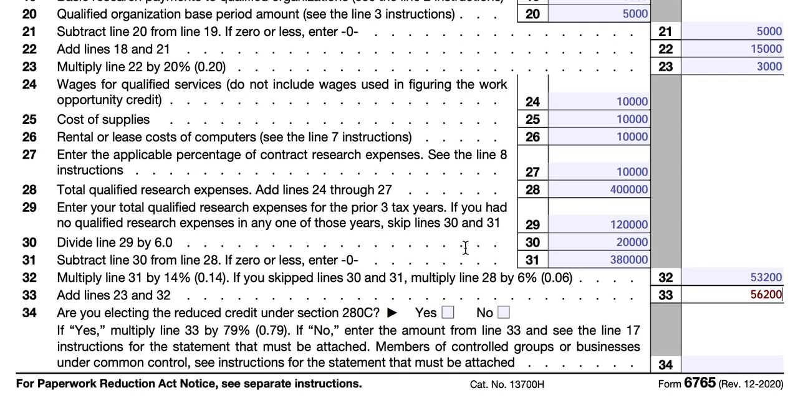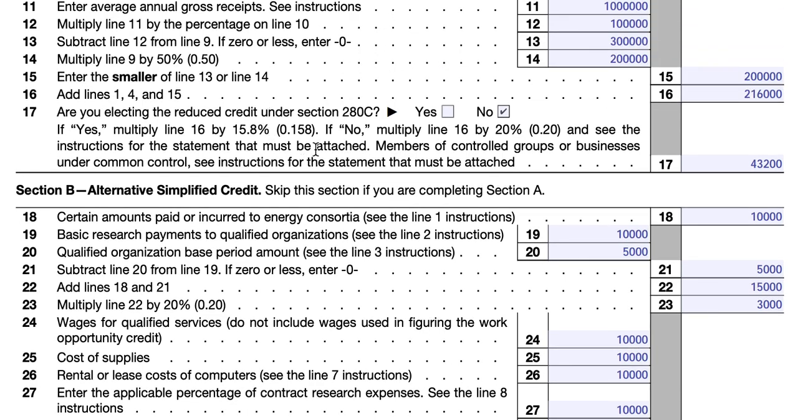Now, the nuances might be different based on different taxpayer situations. So as you go through this form, you should probably determine which one is appropriate for you and stick with it. But if you decide to elect the reduced credit under Section 280C, then you either select yes and you multiply line 33, that amount, by 79%, or if you elect no, then you would enter the amount from line 33 and then follow the same instructions as outlined up here for the statement that must be attached.